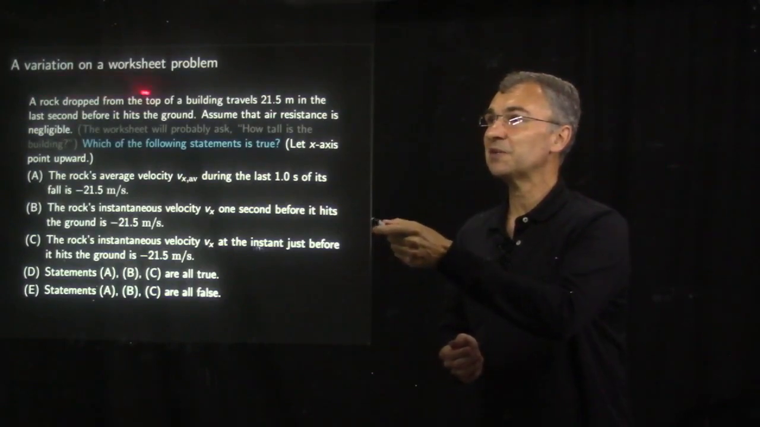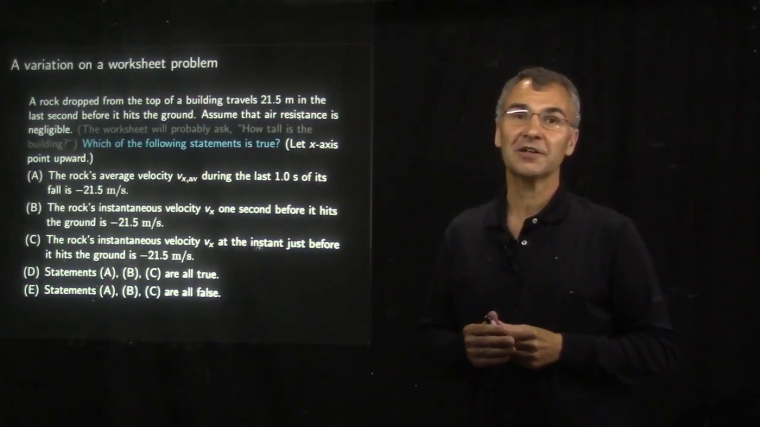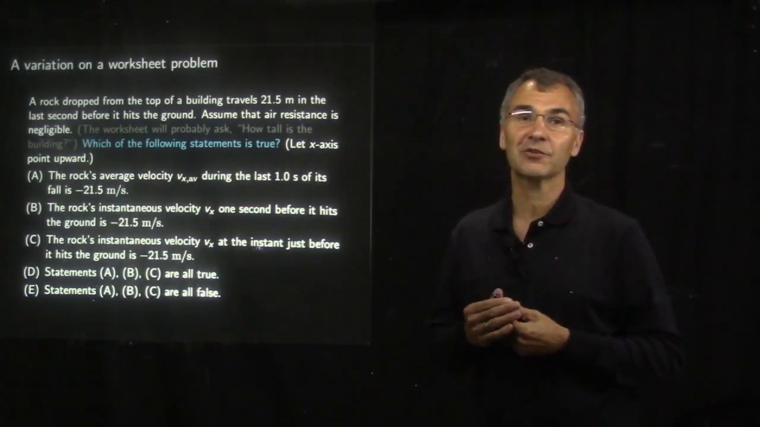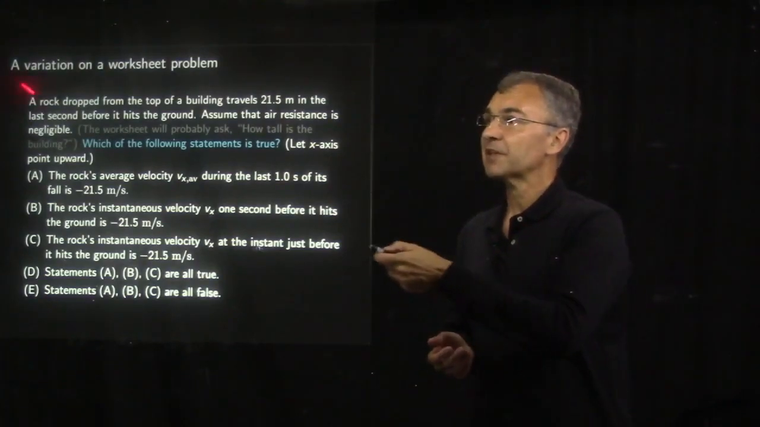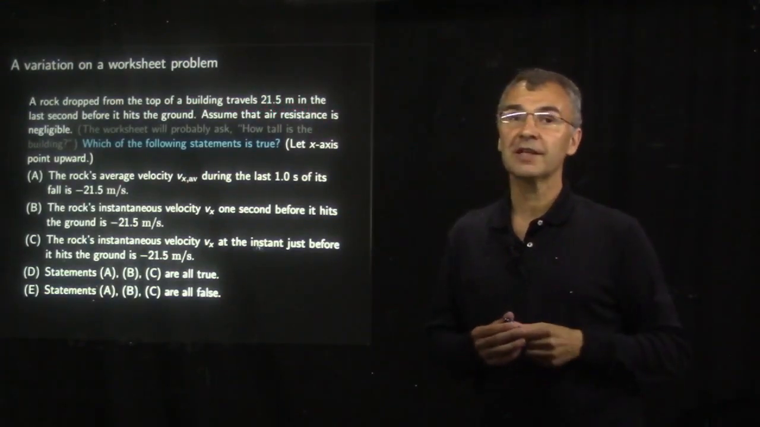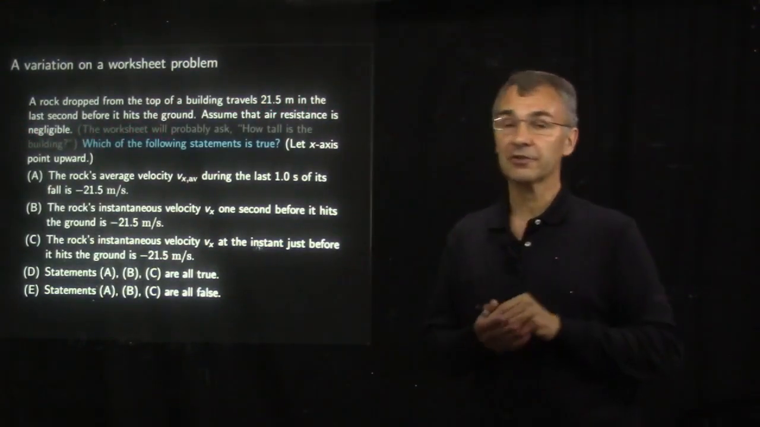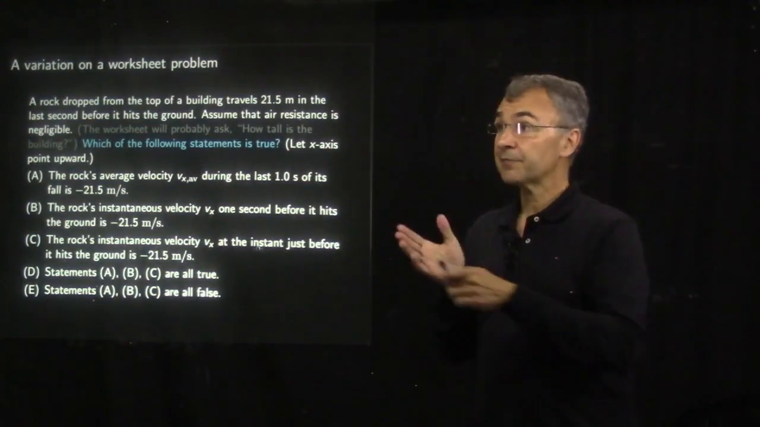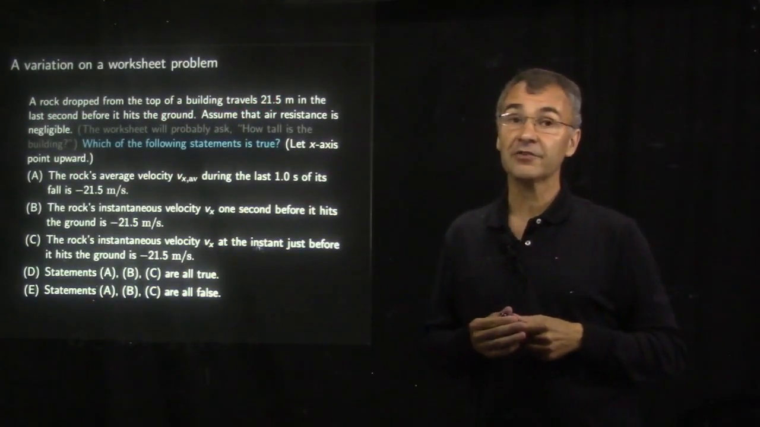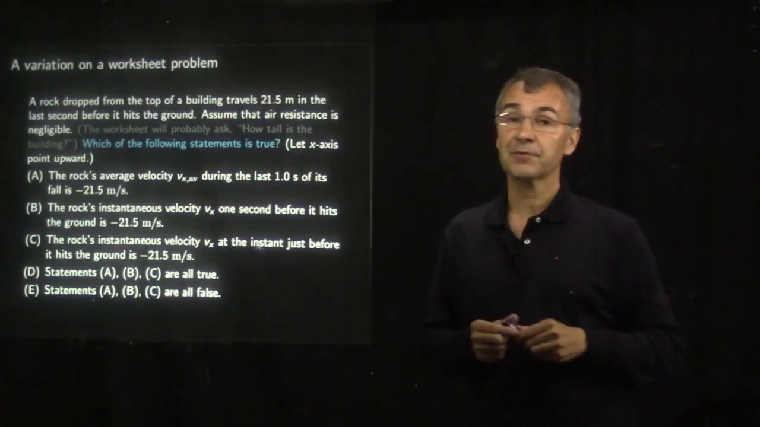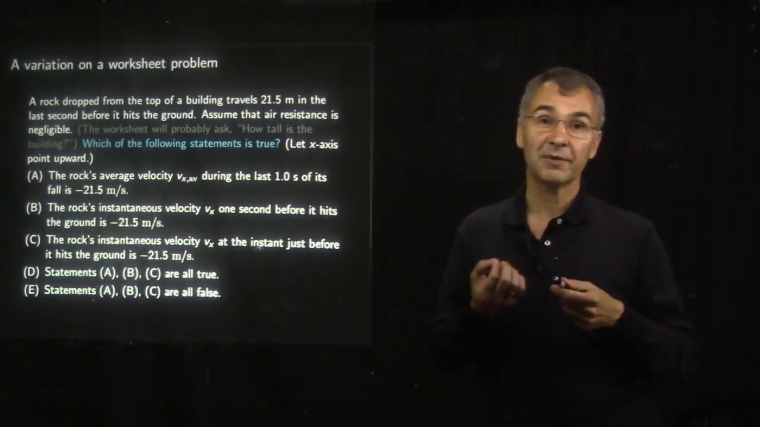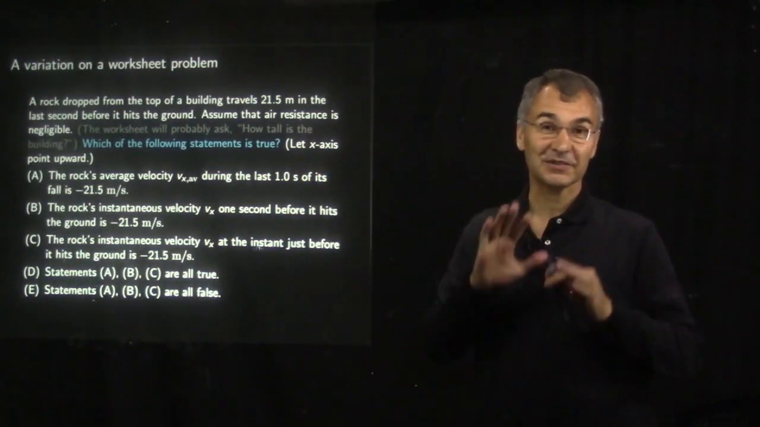I have one more thing here, which is going to be a variation on a worksheet problem that you'll work. So this might give your brain a head start at thinking about this worksheet problem that will come up. A rock dropped from the top of a building travels 21.5 meters in the last second before it hits the ground. Well, that is really tricky, right? Assume that air resistance is negligible. By the way, the worksheet might ask something like how tall is the building, but let's go step by step.